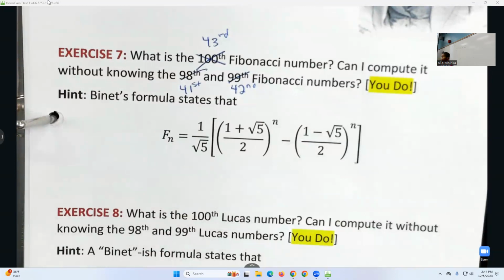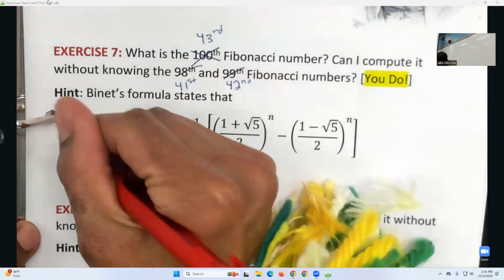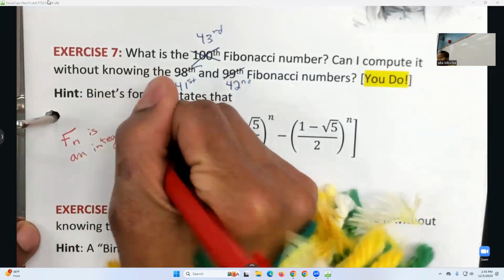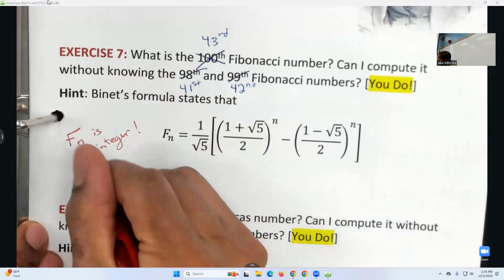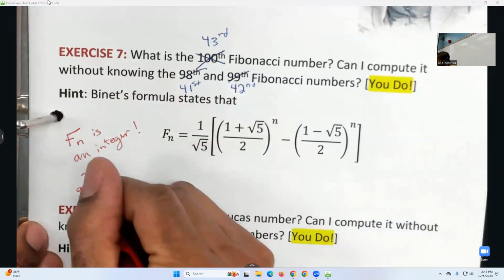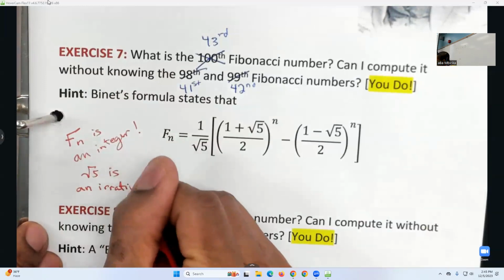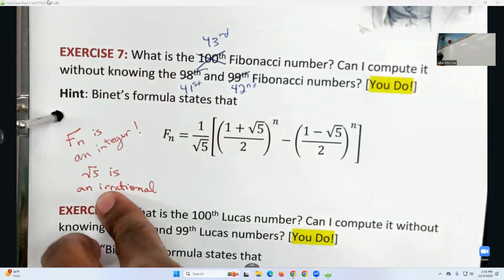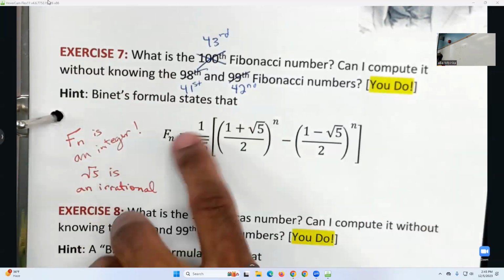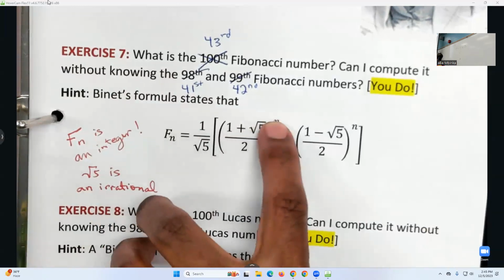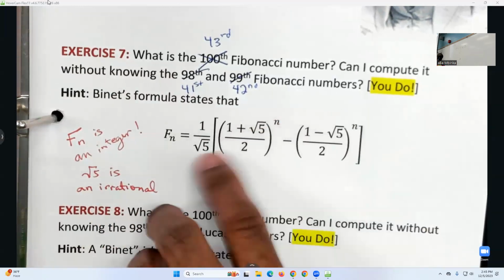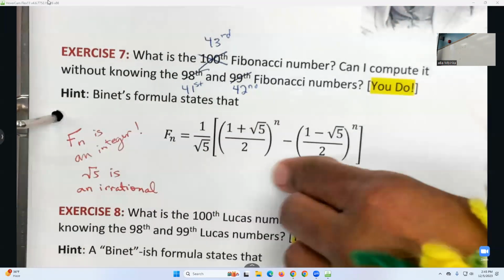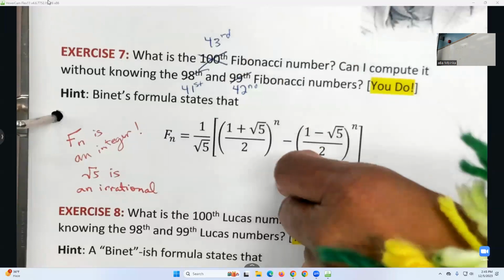You should marvel immediately at this following fact: Fn is an integer, always. But when we look at this, the square root of 5 is an irrational number, meaning it cannot be displayed as a decimal that repeats. So it has infinitely many decimal digits, and then I'm adding 1 to it, dividing by 2, and raising it to some freakish powers. Then I'm dividing it all by the square root of 5. When you look at this, you should say, there's no way in hell this is ever an integer. But it turns out it is.